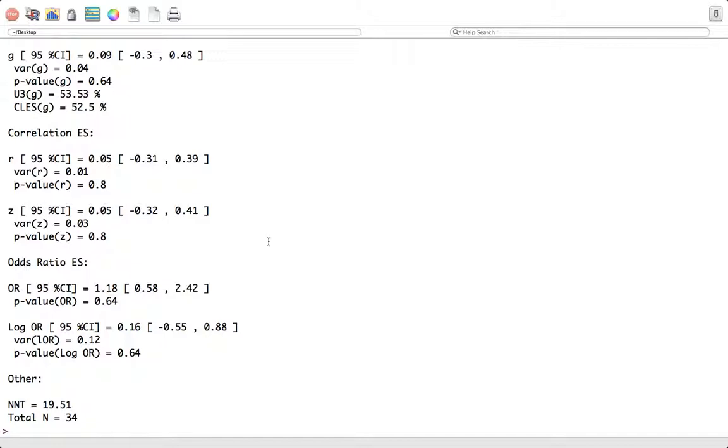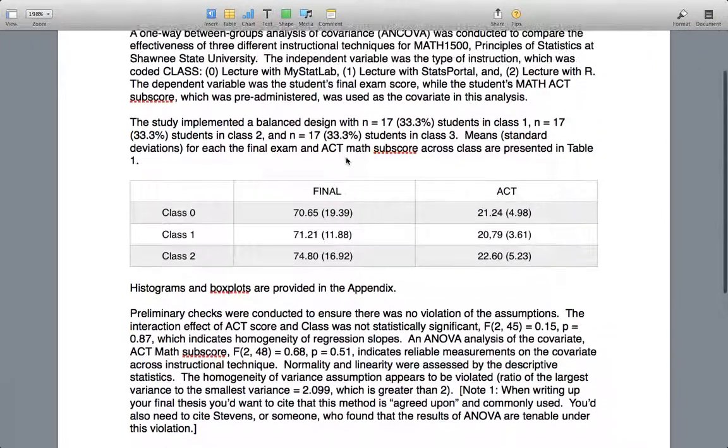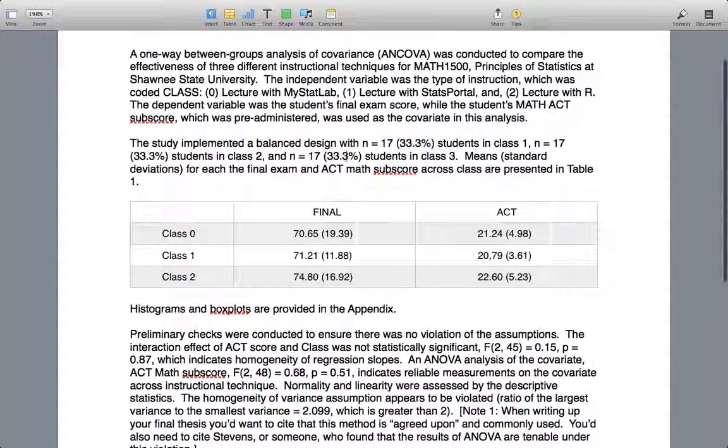So we've run our analysis, and I think our assumptions were solid. At the end of the day, we found out that our instruction technique is not statistically significant, but ACT and final exam score are highly correlated. So now it would come time to write up the results, and I've already done that because it took a while.